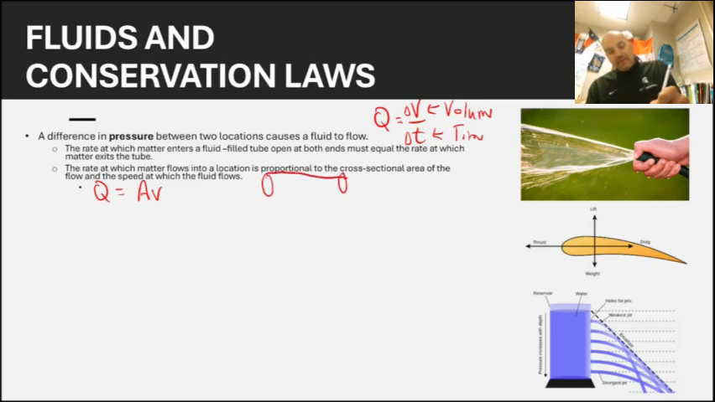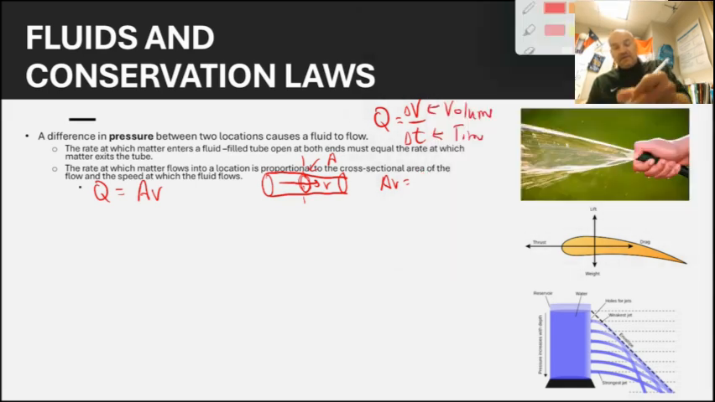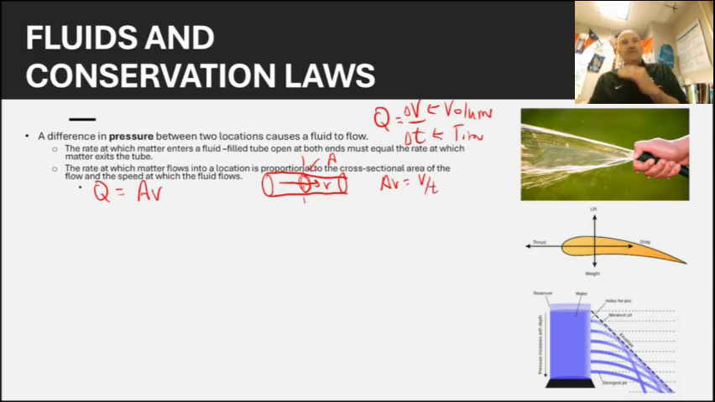So if I have a pipe and I want to know how much is flowing through at this point in time, I'm going to have a cross-sectional area of the pipe. That's going to be our A. And the fluid's going to be flowing through here with a speed of v. That's how fast the fluid is flowing. So you can also say that Av equals capital V divided by T. You can do some manipulation of this equation to figure out the volume, or how long it takes.